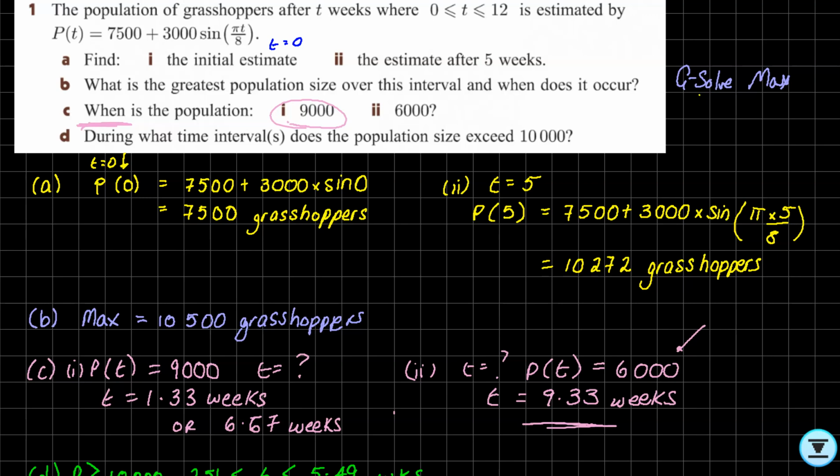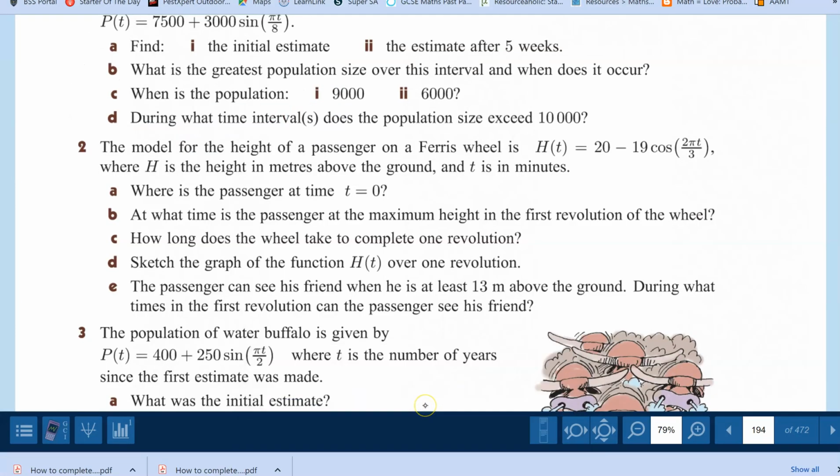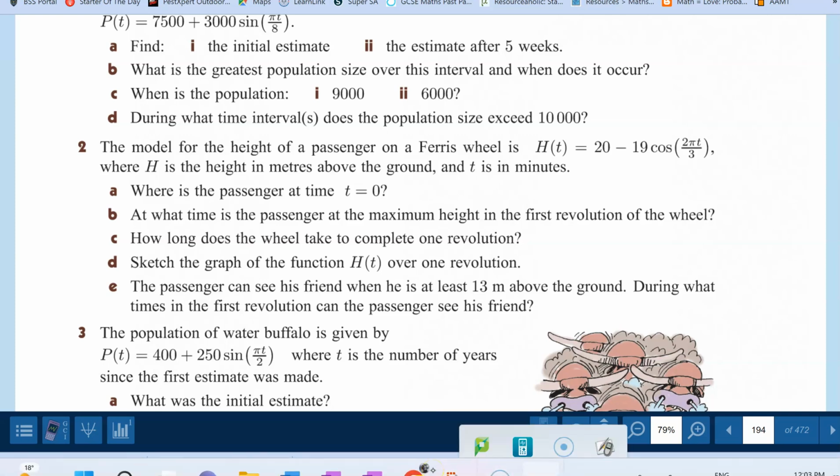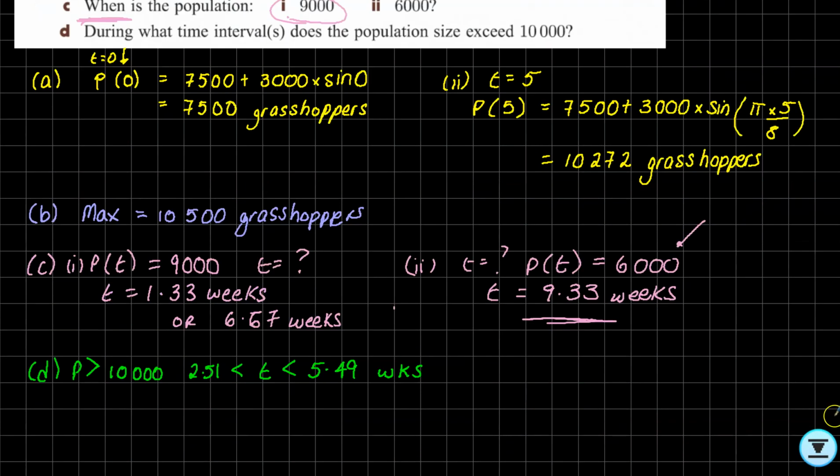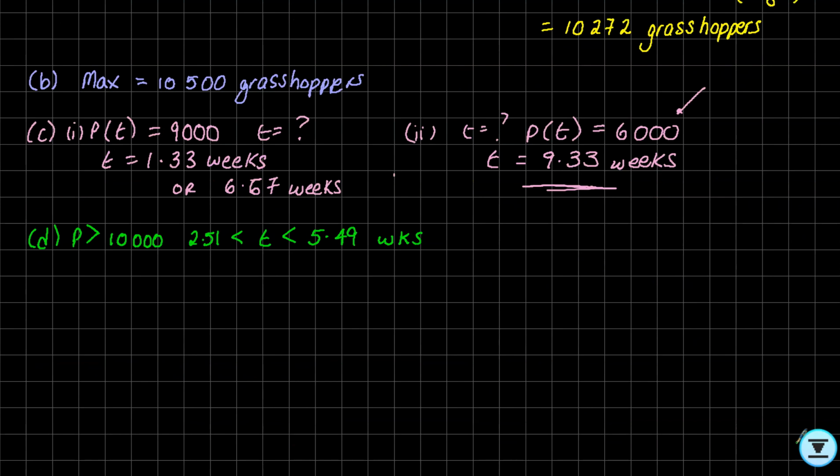If we just look at the second question, right, notice they don't give you the domain. So how are we going to know how long it takes to complete 1 revolution? What do we call that? The time that it takes to complete 1 revolution. The period. So remember that stuff that we were talking about before? We've got period equals, what's the formula? Period equals 2 pi over b.